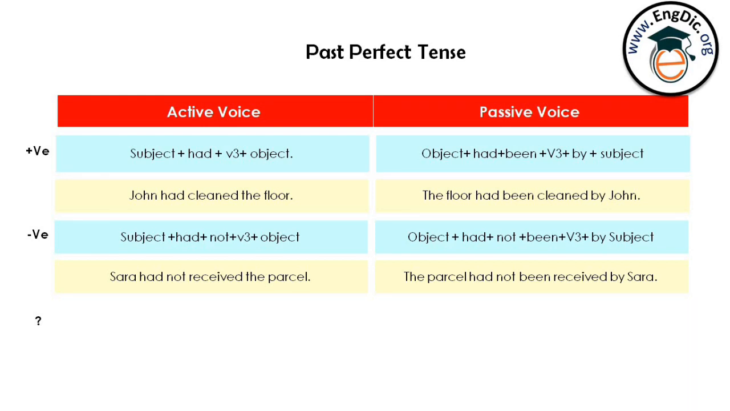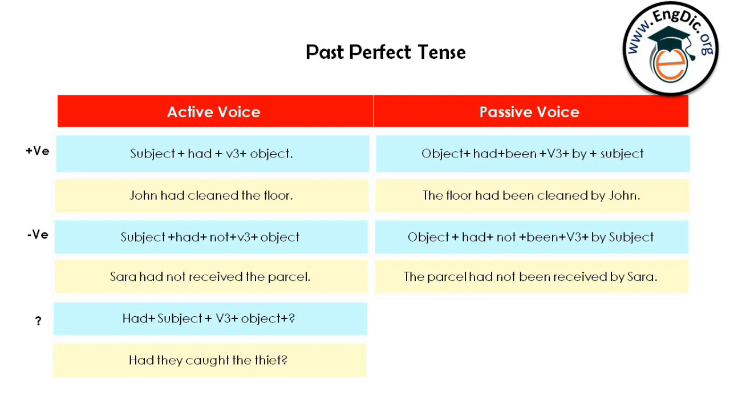Moving towards the interrogative sentence. The formation of active voice of an interrogative sentence in past perfect tense is: we have to put had, subject, third form of verb, object, and then the question mark. For example, had they caught the thief? Now we have put had, the subject they, third form of verb of catch is caught, and then the object, the thief, and then the question mark.